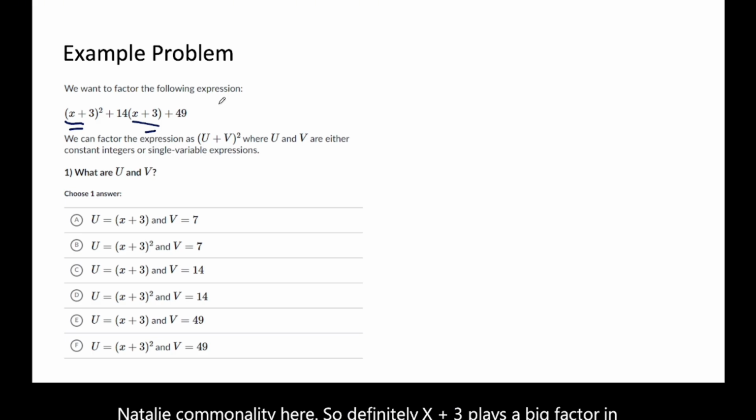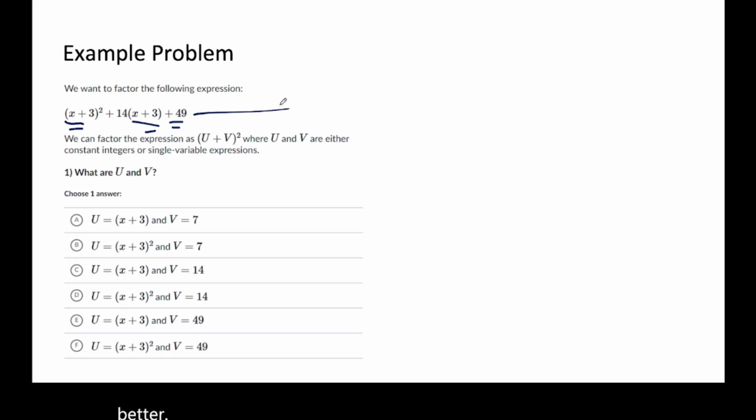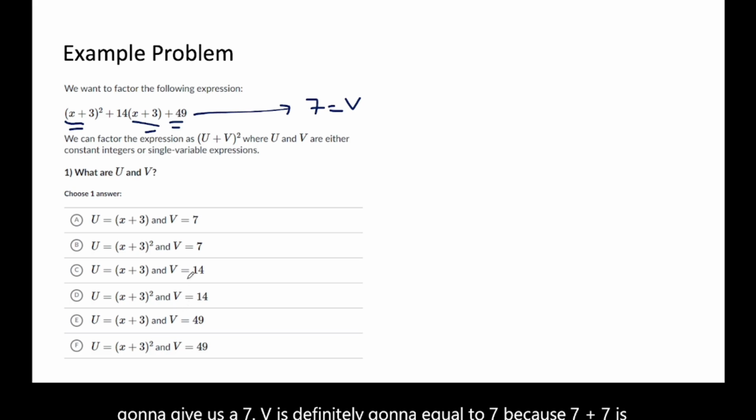V cannot be 7, 14, or 49. So let's just do process of elimination. I think that's better. Because we have a 49 here and a 14, we're seeing that this is going to give us a 7. V is definitely going to equal 7 because 7 plus 7 is 14, and 7 times 7 is 49. We're not going to see V being anything above 7. So this option's out, this option's out, this option's out, this option's out. It's either between A or B in this case.